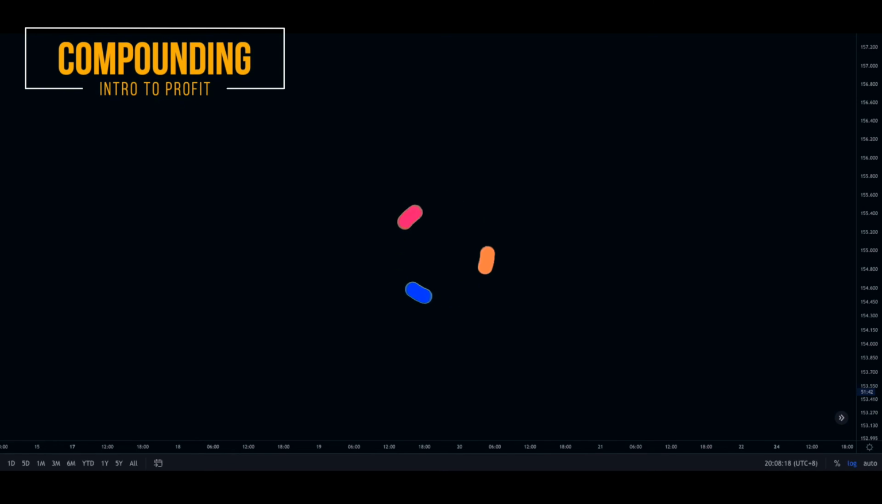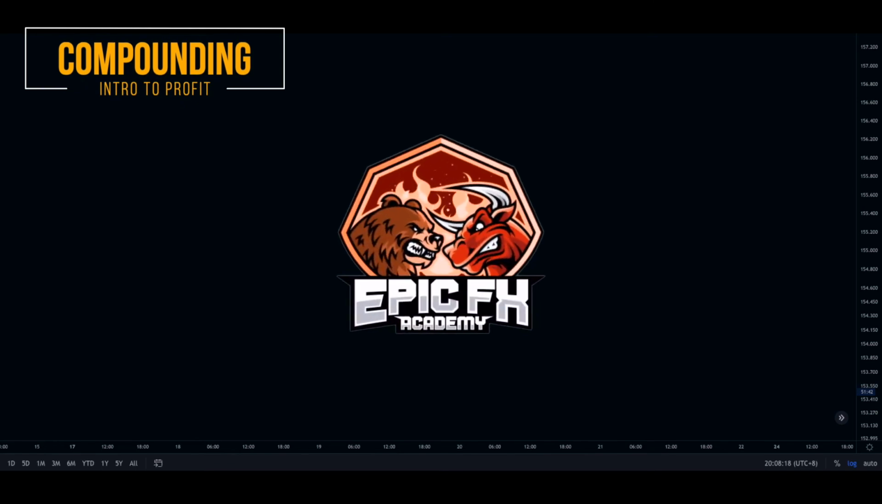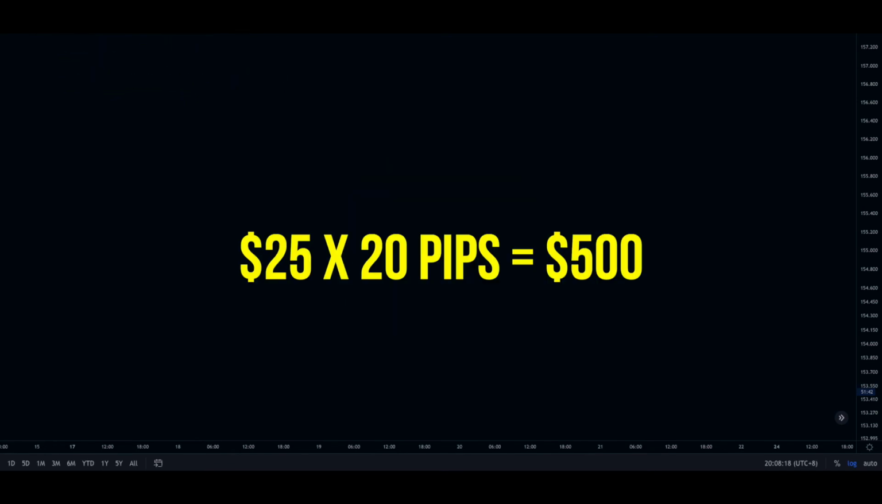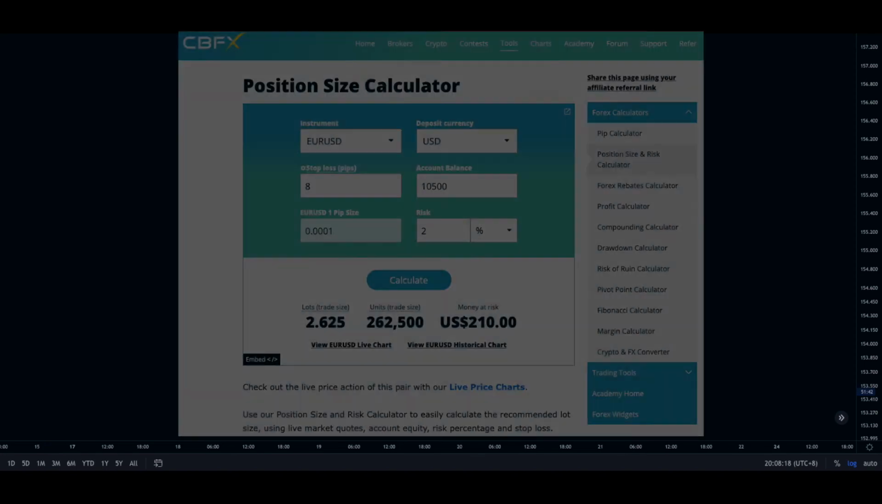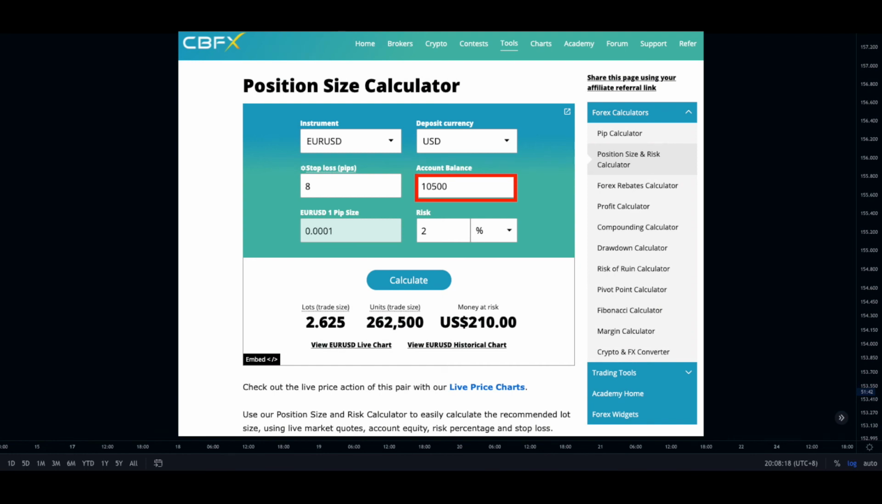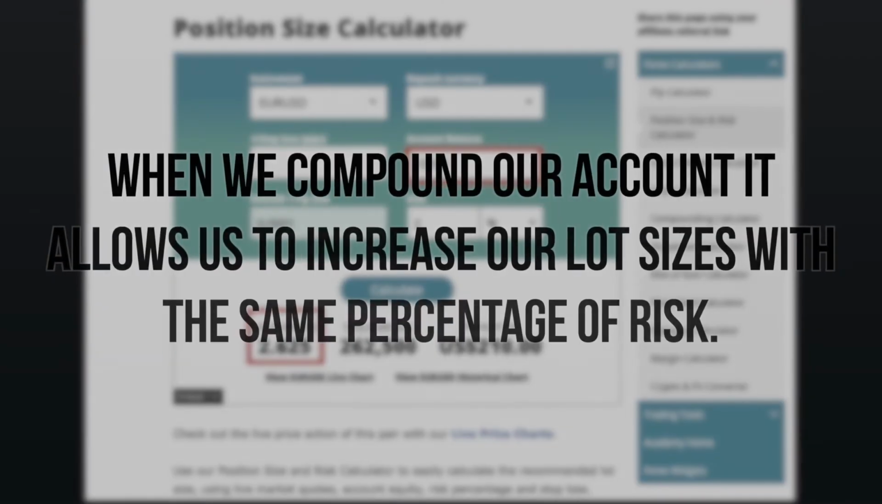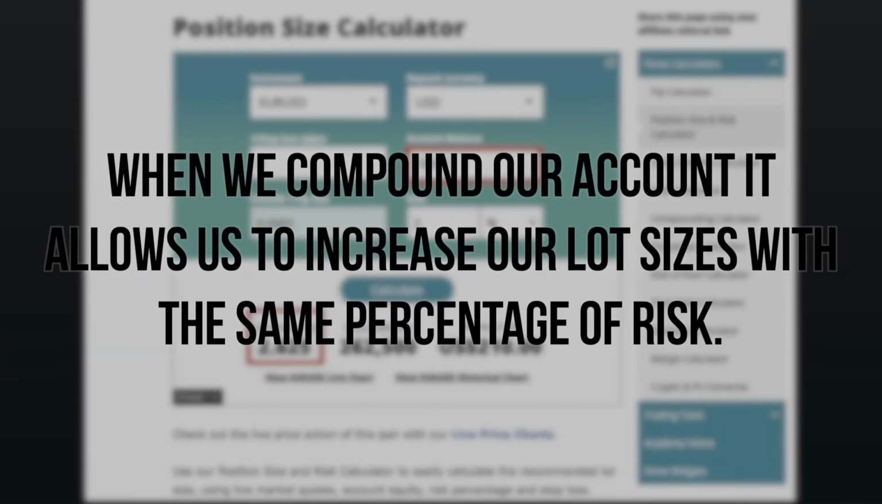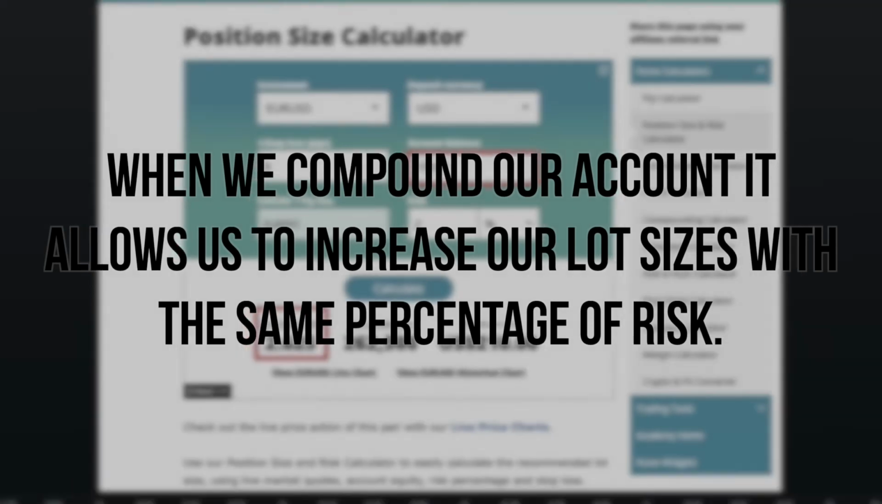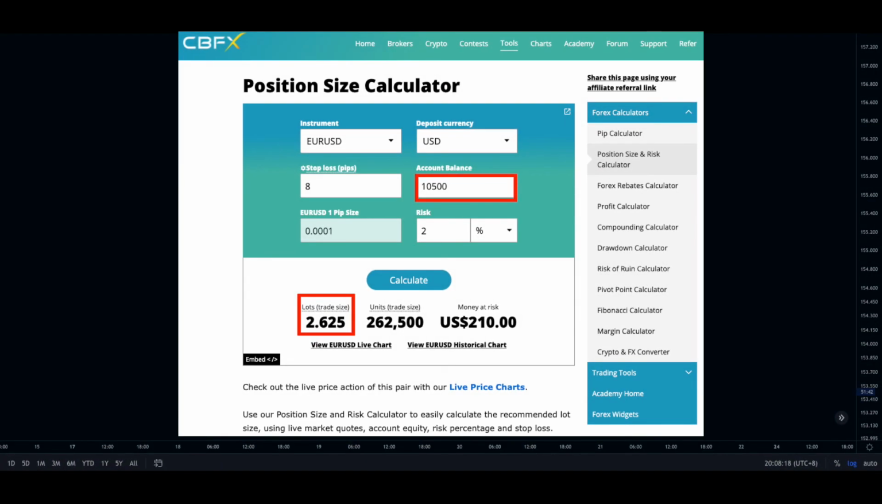This is where compounding comes into play. Let's say it was a winning trade and it ran 20 pips with our 2.5 lot size, giving us $500 profit. Now our account balance in the position size calculator is 10,500, providing a new lot size of 2.6. When we compound our account, it allows us to increase our lot sizes with the same percentage of risk. Compounding is a great way to get into a business mindset with Forex. So when we deposit into an account, we should always think of it like a business.